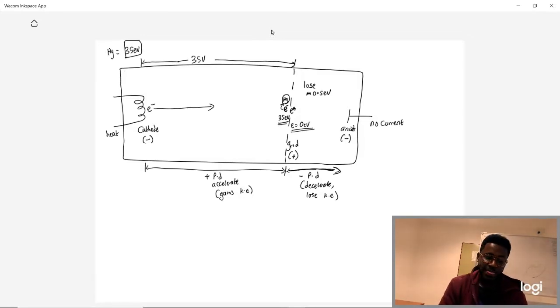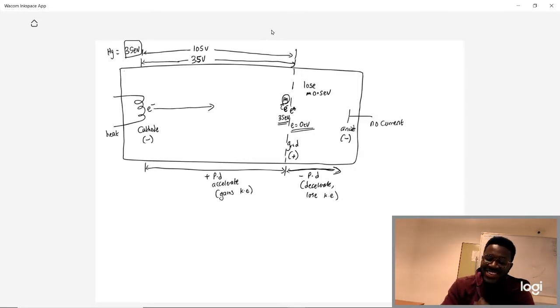Nice. Okay, so what happens if the potential difference is not 35? Let's say it's a multiple of 35. Let's make it a bit harder. Let's say it's 105 volts. So what happens? This will take the mercury take up the energy where? When? At this place? At the grid?